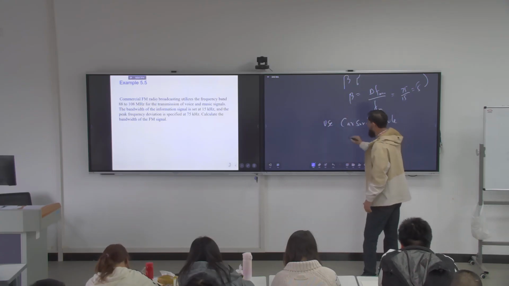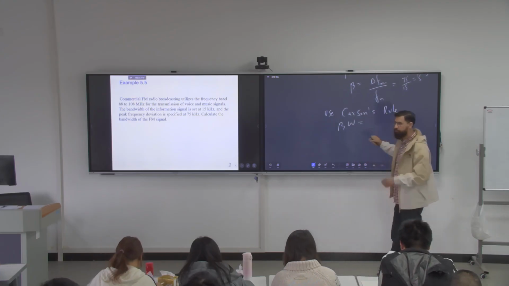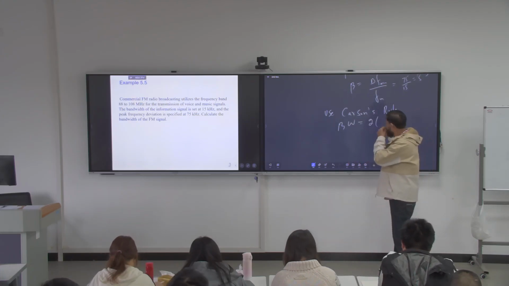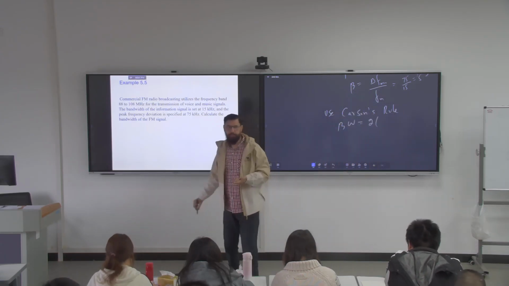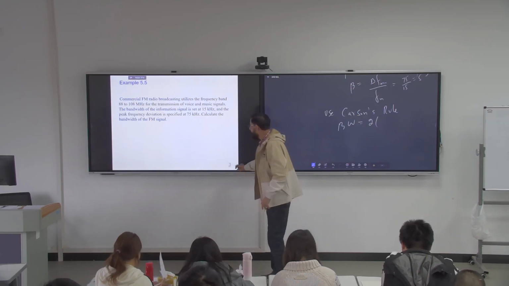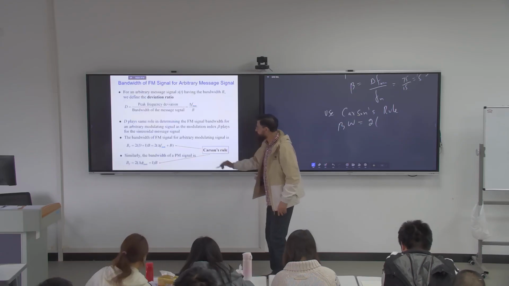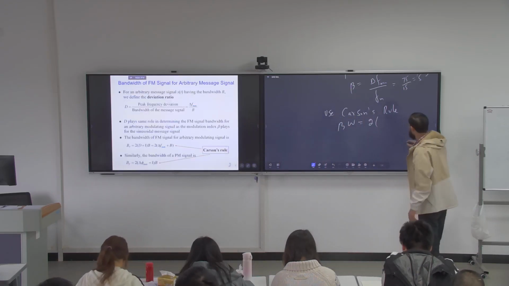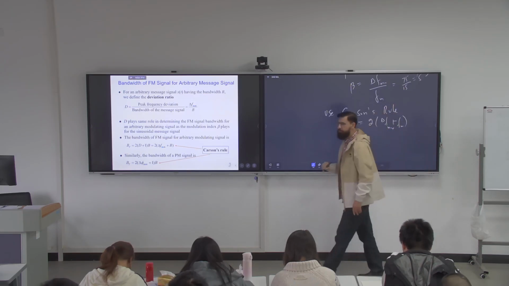Bandwidth is equal to 2 times... Memorize those, okay? Memorize all those rules and things. It's very important. So here is the Carson rule: 2 times delta F max plus Fm, right? So apply that. How much is that?